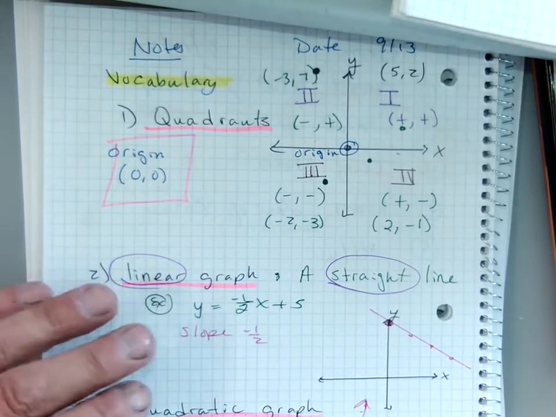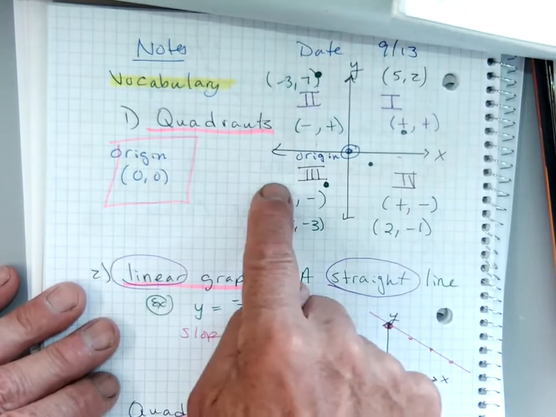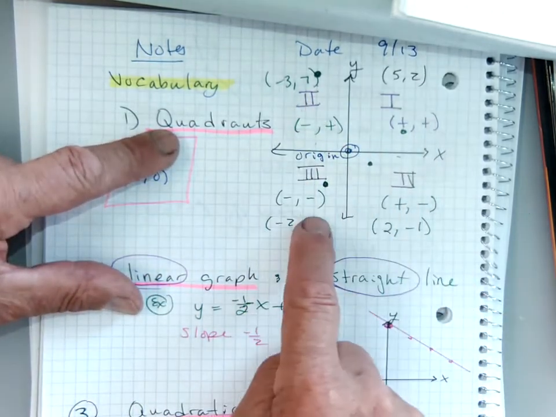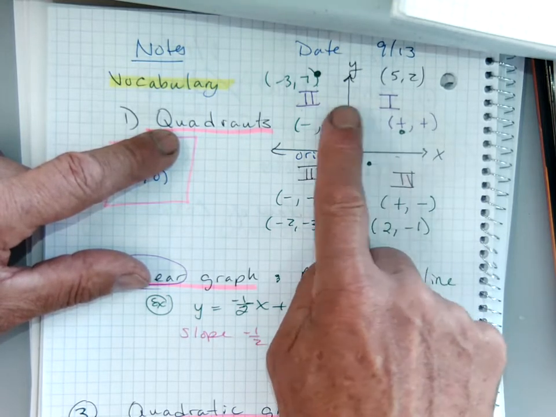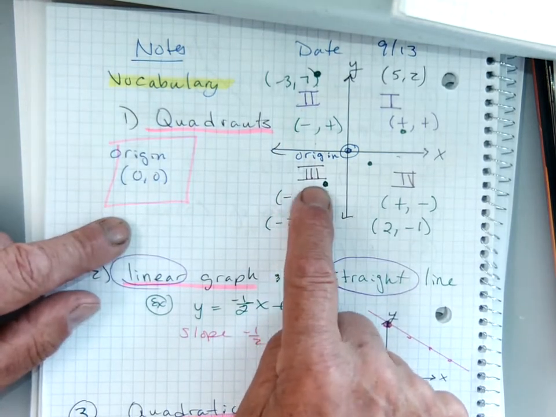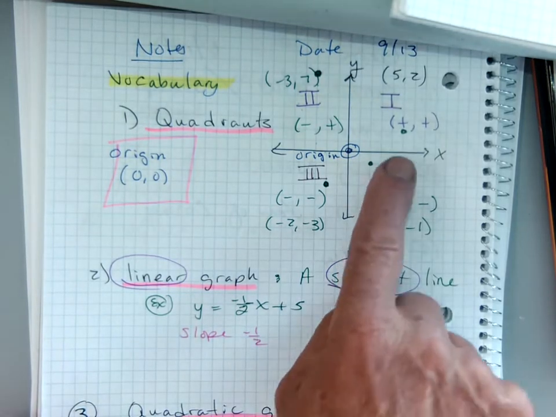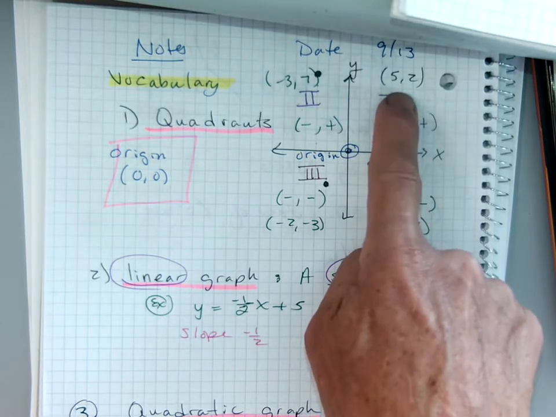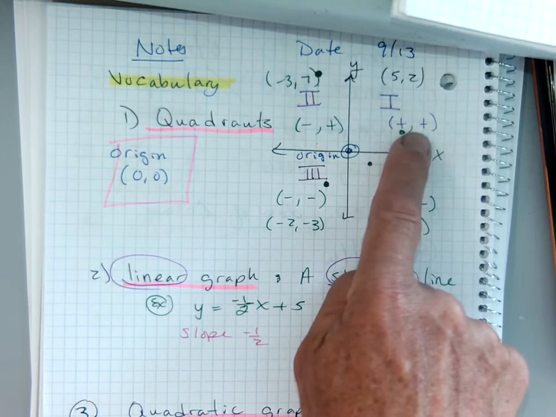First of all, whenever you make a graph, it really breaks the graph into 4 parts. We call those quadrants. We've got the first quadrant, and we use Roman numerals, second quadrant, third quadrant, and the fourth quadrant. In quadrant 1, x and y values are both positive. For instance, if I graph positive 5, positive 2, it puts me in quadrant 1.